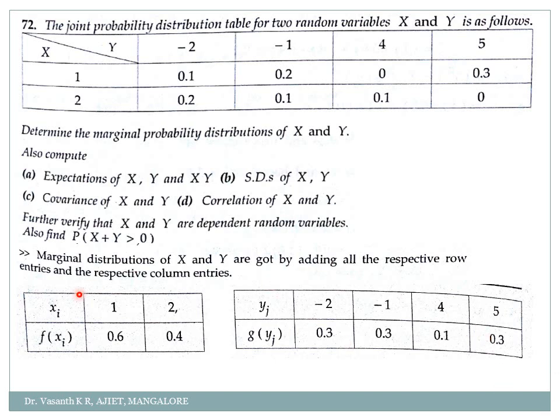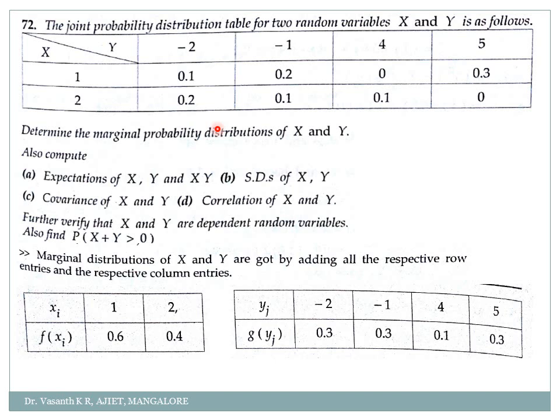Yes. So I have done my marginal PDF of x and marginal probability distribution function of y separately. Done. So this answer is done. Determine the marginal probability is done. Now they have asked me what? Expectation of x, y as well as xy.